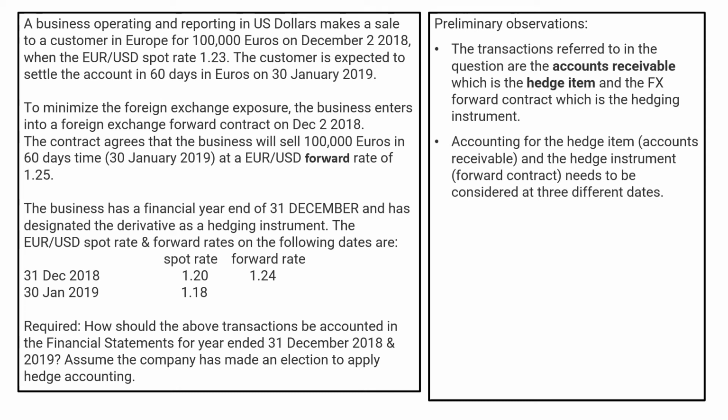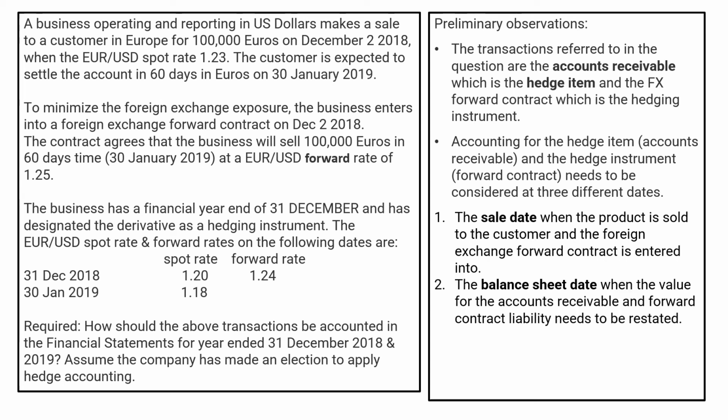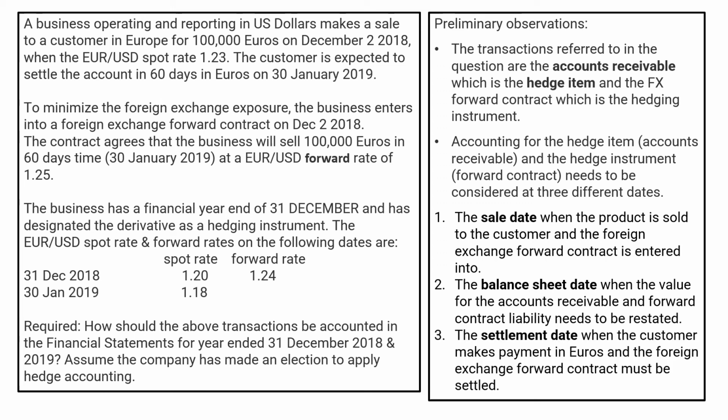Now, accounting for the hedged item and the hedging instrument needs to be considered at three different dates. First is the sale date, when the product is sold to the customer and the foreign exchange forward contract is entered into. The second is the balance sheet date, when the value for the accounts receivable and the forward contract liability needs to be restated. And three, the settlement date, when the customer makes payment in euros and the foreign exchange forward contract must be settled.